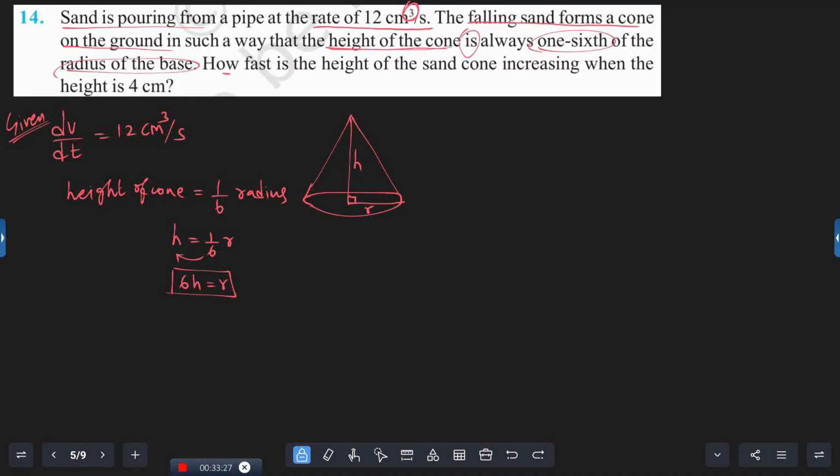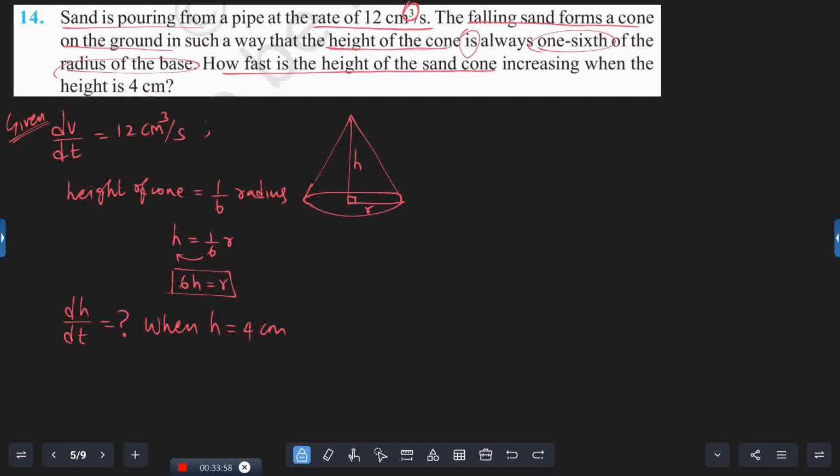What are they asking? How fast the height of the sand cone is increasing. What are they asking? dh divided by dt, which is equal to question mark. Increasing when height is 4. When h is equal to 4 centimeter, find the dh by dt. Do you understand the question first? Shall we start the answer?